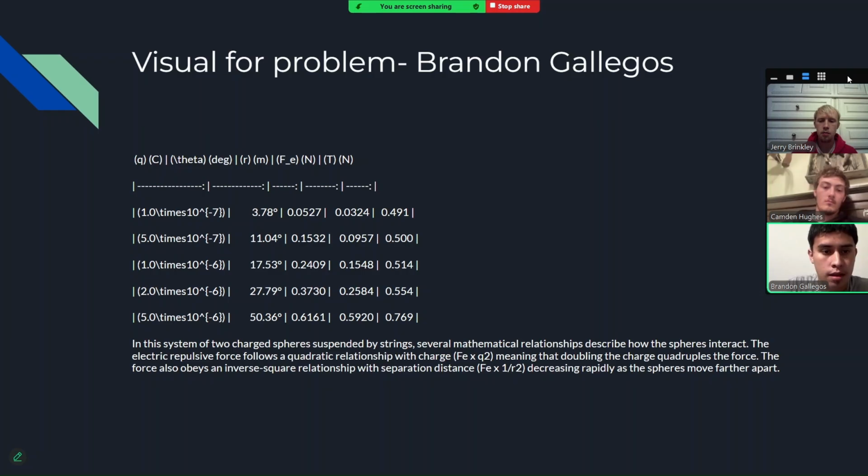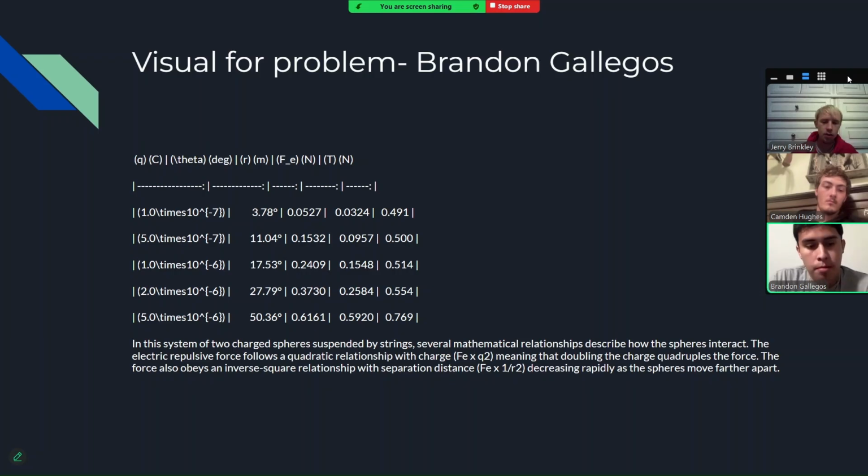And the visual for the problem, this is a table right here. 1 times 10 to the negative 7 power, that'd be the first one. And then it shows a table after that.